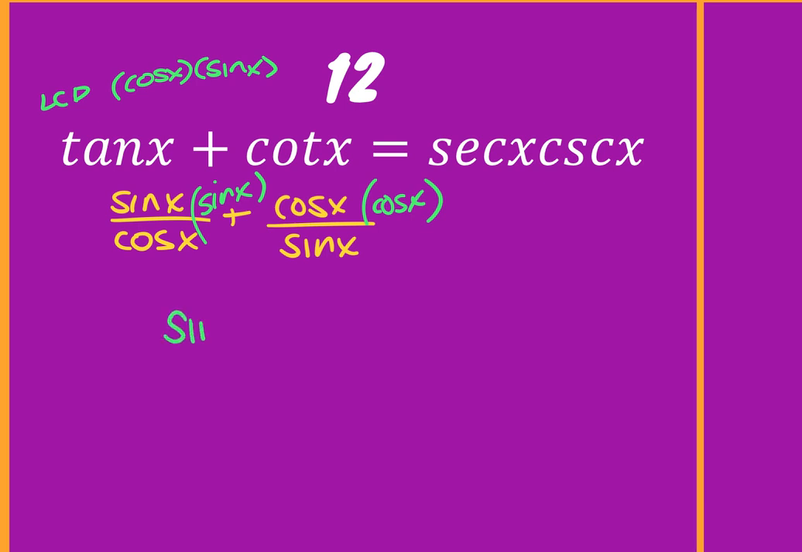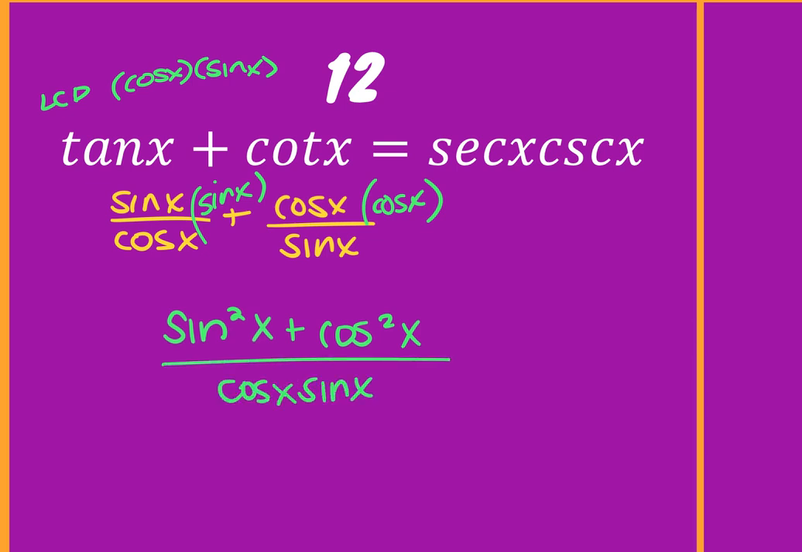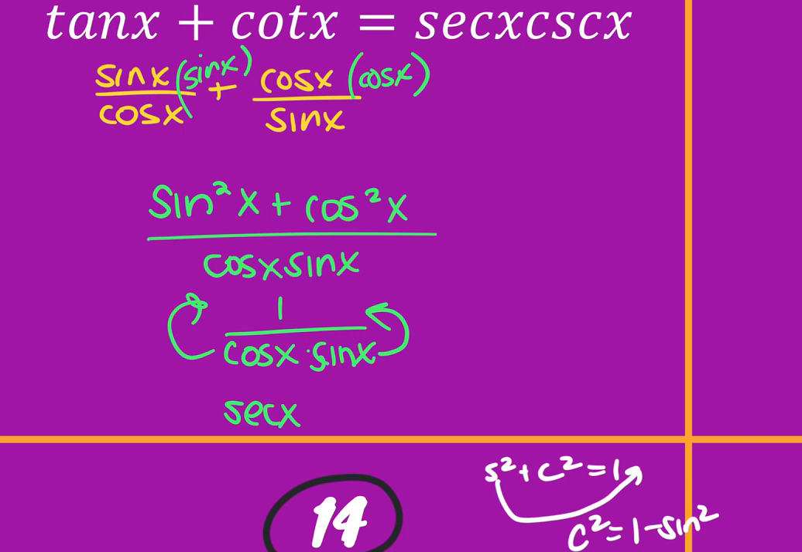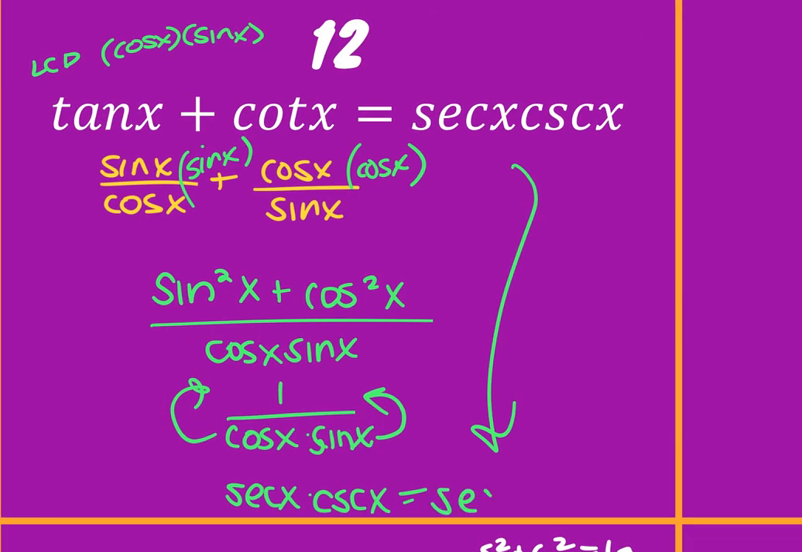I'd get sine squared x plus cosine squared x. That whole thing would be over cosine x sine x. Sine squared plus cosine squared is 1. And cosine would go to the top as its reciprocal function, which is secant. Sine would go to the top as its reciprocal function, which is cosecant. And left side equals right side.